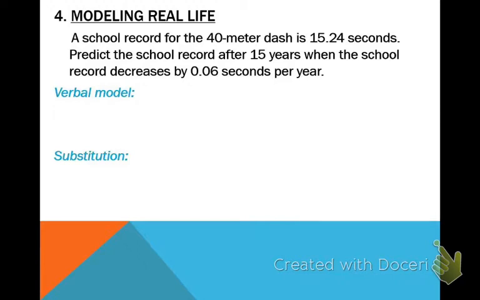So it's our goal today to predict, or make an educated guess, of what his new record will be for the school. Okay, so we're going to start with a verbal model. With this verbal model, that simply means we're going to write words of what it is that we are doing. So if everybody would please write this down. The current school record. That's what we're going to start with.